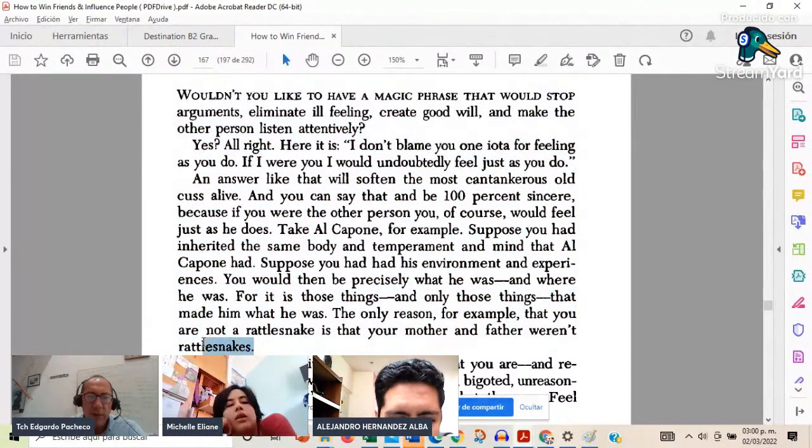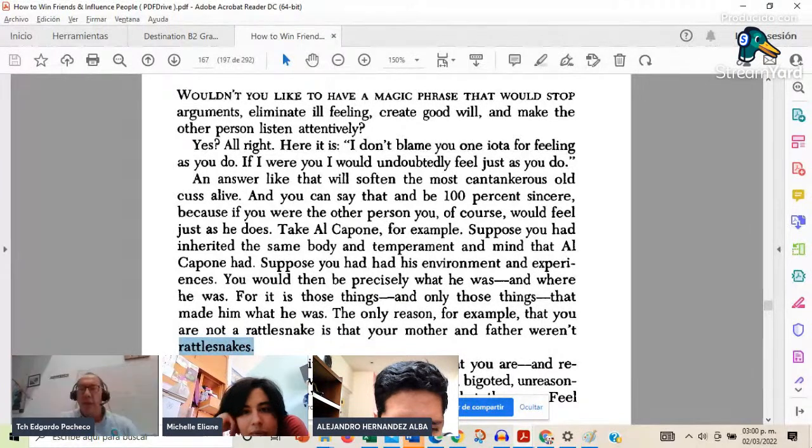Wouldn't you like to have a magic phrase that would stop arguments, eliminate ill feeling, create goodwill, and make the other person listen attentively? Yes? Alright. Here it is. I don't blame you one iota for feeling as you do. What does iota mean? Iota is a word in Greek. I don't blame you one small thing for feeling as you do. I don't blame you even a little. Blame is culpar, so I don't blame you one iota for feeling as you do.